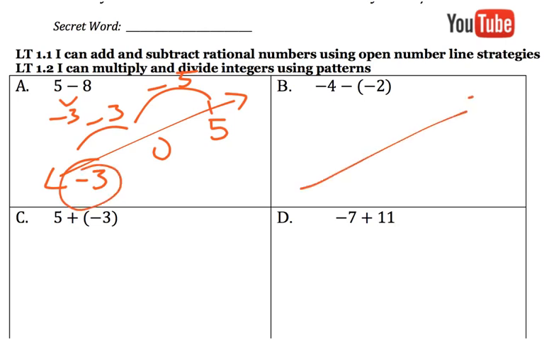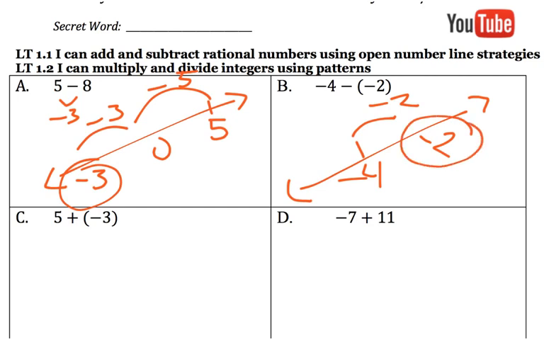For B, we're going to draw the number line as well. If you think about it, it's like the house is already below sea level, but you're removing weight, so it's going to go up. So -4 minus 2 is -2. And that's your answer.